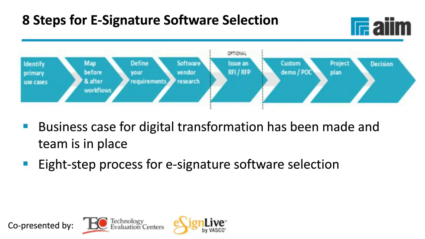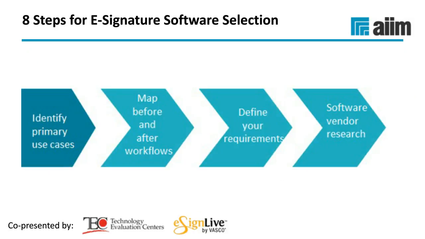So now I'm just going to walk through the 8 steps that we think are key for doing the evaluation. Step number 1 is to identify your primary use cases. And here you want to coordinate some internal workshops to identify the business processes that will benefit from digitization, and then prioritize the top use cases here.